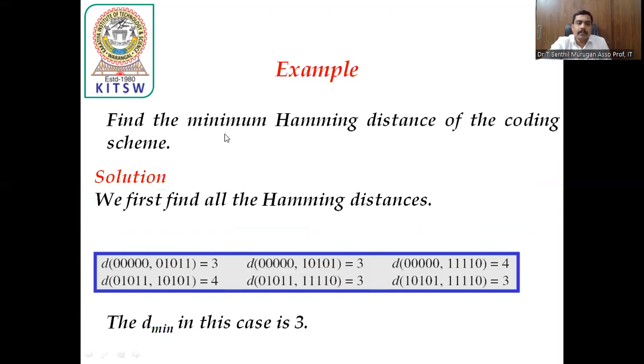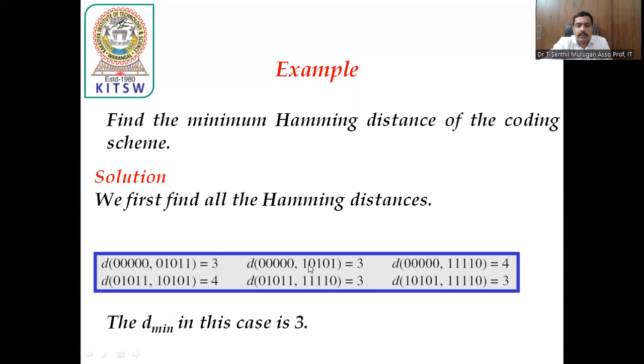For example, find the minimum Hamming distance of the coding scheme. We first find all the Hamming distances. The distance means how many mismatches there are, that is, how many bits are mismatched. We can apply this here. All inputs are 0, and then how many bits are changed? 1, 2, 3. 3 bits are changed. So the distance is 3.